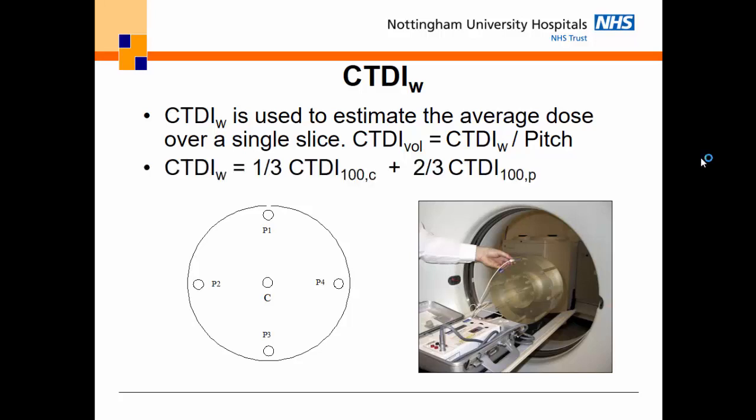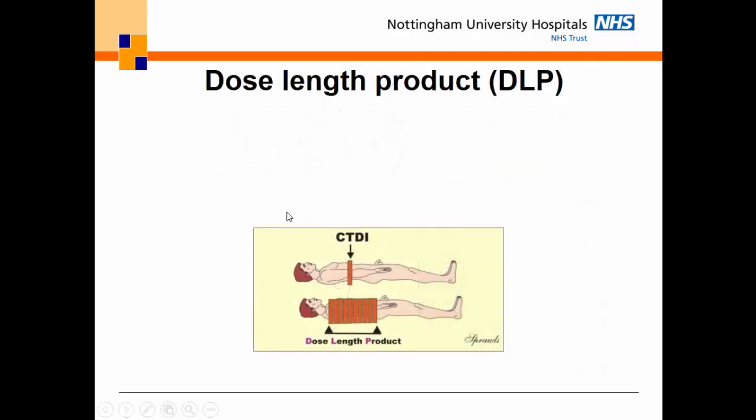Okay, so to work out the dose, what we do is we take a third of the dose at the centre, at this point here, and 2/3 of the dose at the periphery, and it basically gives us a weighted average of the average exposure across this disc. Okay, that's where the numbers are coming from.